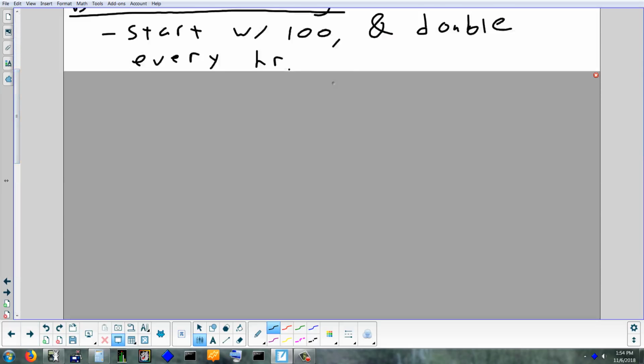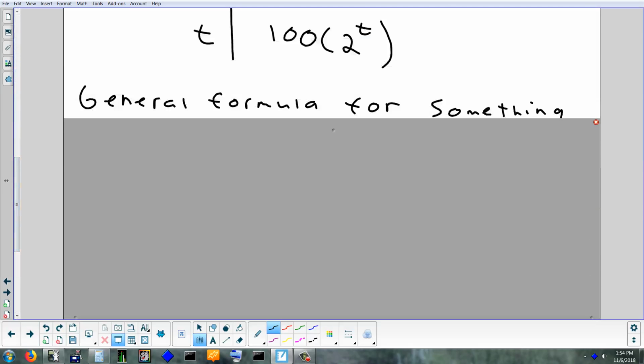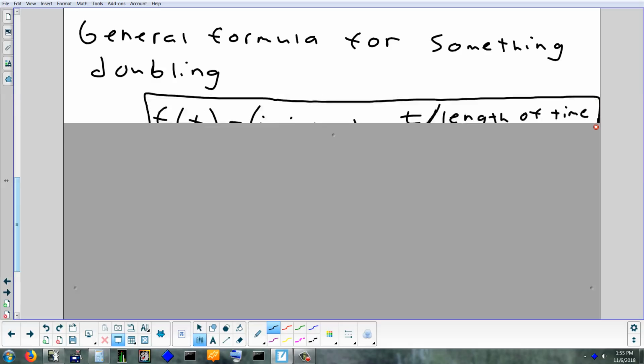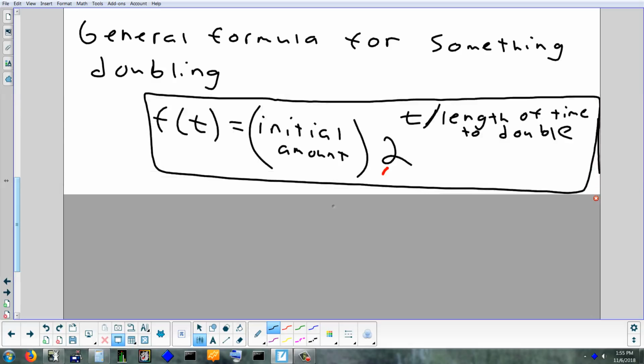So I'm going to give you the last two formulas. We're not going to go through the explanation. Doubling is a 100% increase. That's what doubling means. So if you take your formula, that was 1 plus r, and you fill in r as 100%, which is 1 as a decimal, that's where the 2 comes from. So the formula for something doubling is an initial amount times 2, and the power is t divided by the length of time to double.